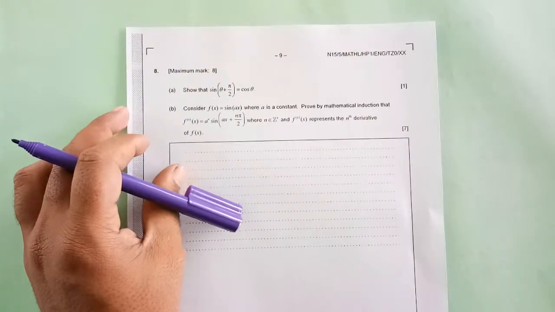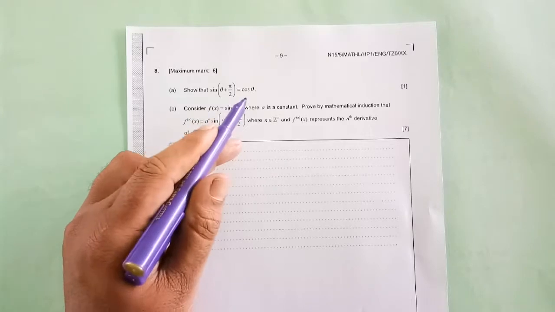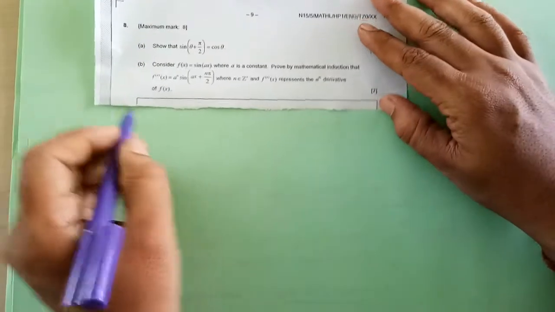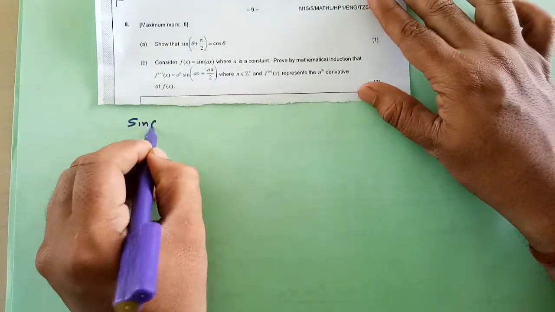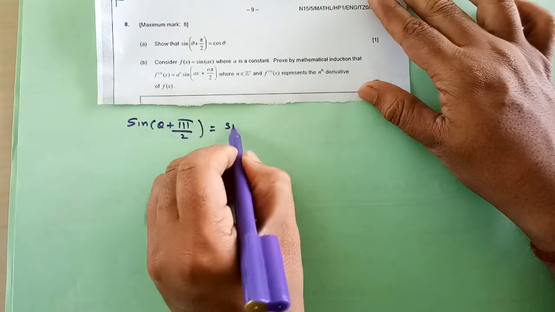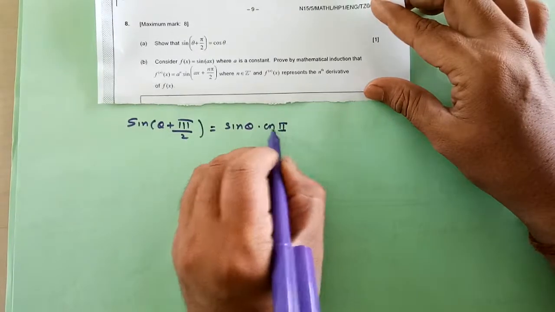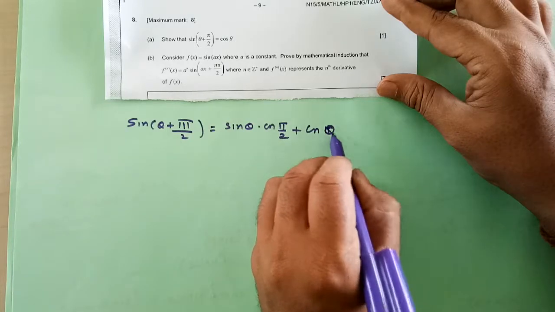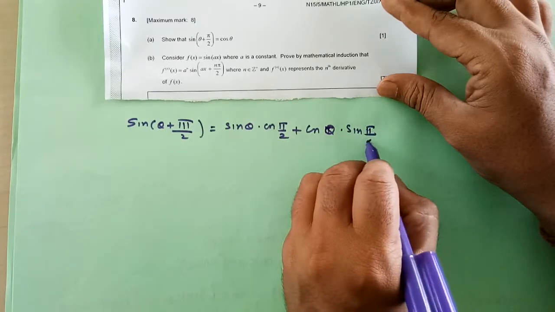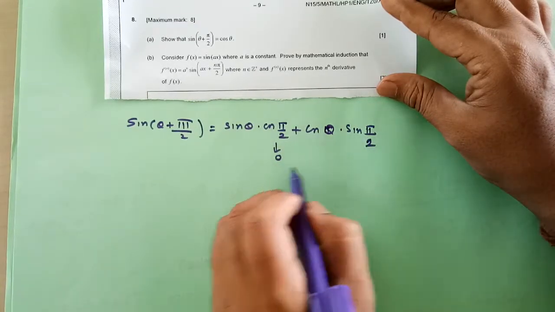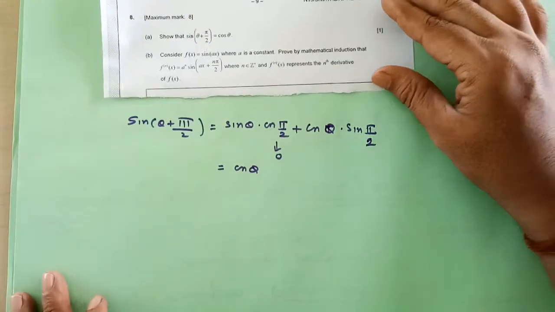So the first part of the question is that I have to prove that sine (theta plus pi by 2) equals cos theta. What I'm going to do is first expand sine (theta plus pi by 2) as sine theta cos pi by 2 plus cos theta into sine pi by 2. You can clearly see that cos pi by 2 is 0, so 0 into anything is 0, and sine pi by 2 is 1, so that's going to be cos theta. So my first part is proven.